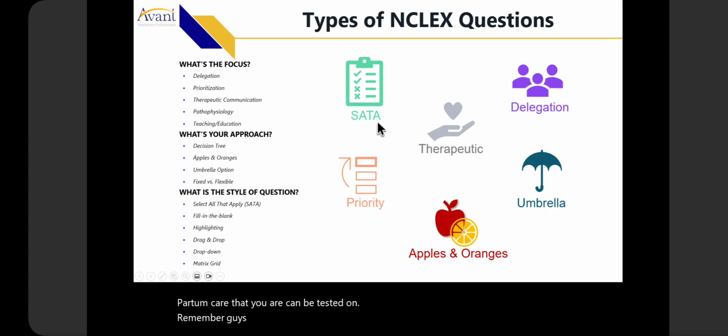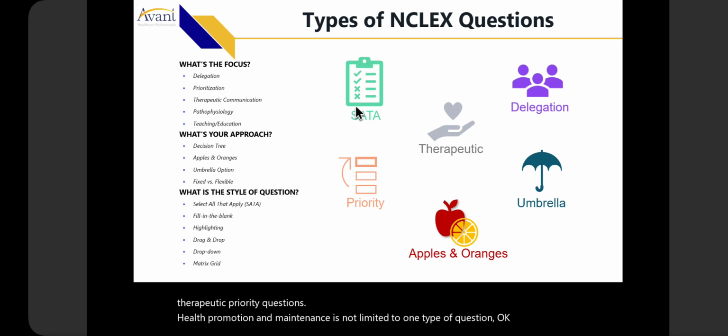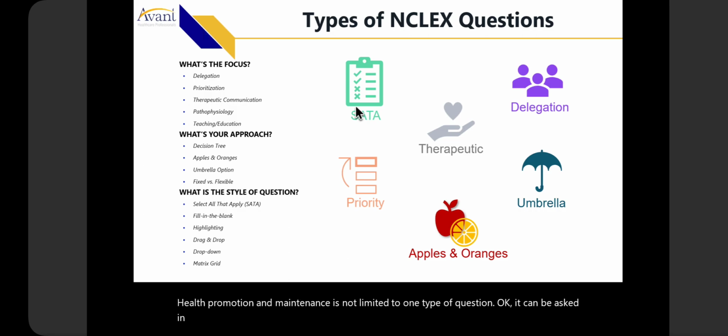Remember, guys, types of questions. We can get health promotion and maintenance questions in all kinds of formats, okay? We can get SATA questions, we can get delegation, therapeutic, priority questions. Health promotion and maintenance is not limited to one type of question, okay? It can be asked in all different kinds of formats, okay? So the important thing to do to be successful with that is you've got to study your testing strategies and you've got to learn how to use them, okay?